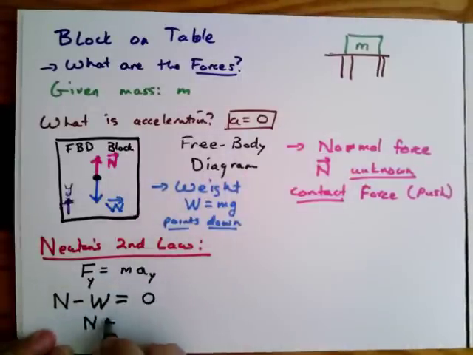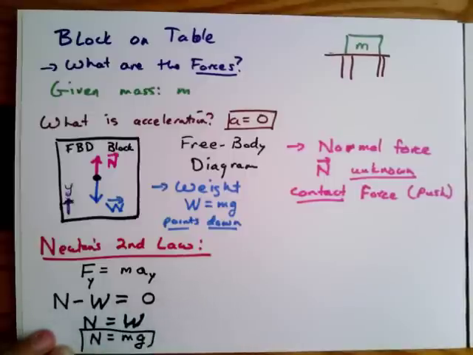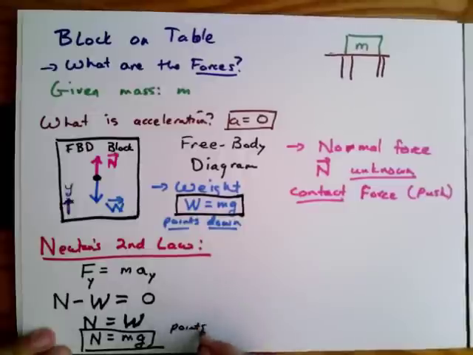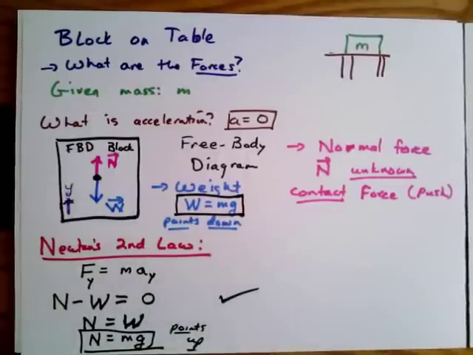That means that the normal force is equal to the weight, and we know what the weight is. The weight is mg, so the normal force here is equal to mg. Again, these are the magnitudes of the normal force and the weight force. We now know which way the forces point. We know what their magnitudes are. We know what the forces are.